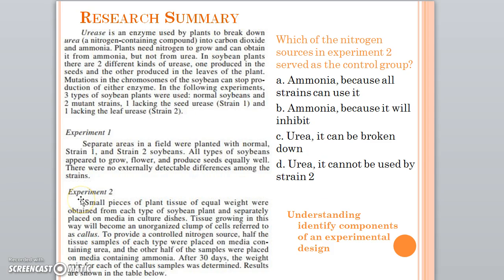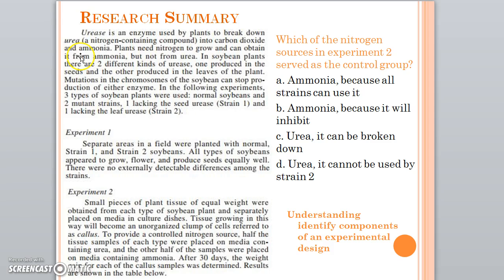I head to experiment 2. I start reading. As I read through, I find a part that says to provide a controlled nitrogen source, half of the tissue samples were placed on a medium containing urea and the other half on a medium containing ammonia. Still, I'm stuck between urea and ammonia. So what do I need to do? I need to understand the whole experiment. So I do need to go back and read the top.